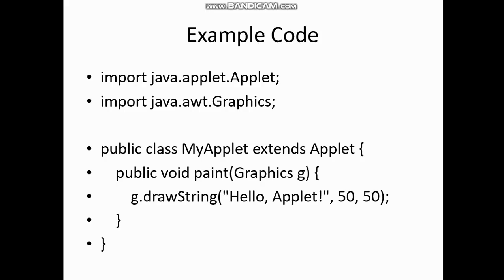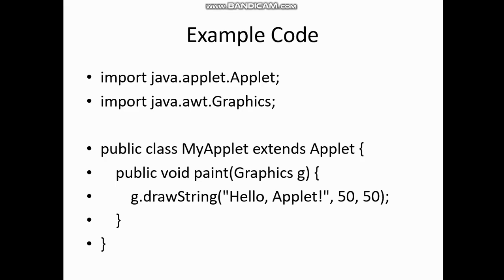The next one is the paint method. The access control is public and there is no return value, so we have specified void. Within the paint method we have one argument, which is Graphics g. Graphics is a class and g is an object. We can specify any name for the object g.